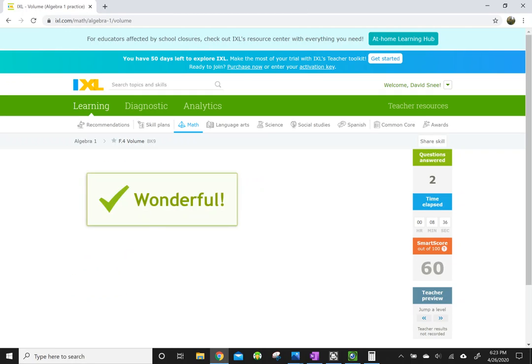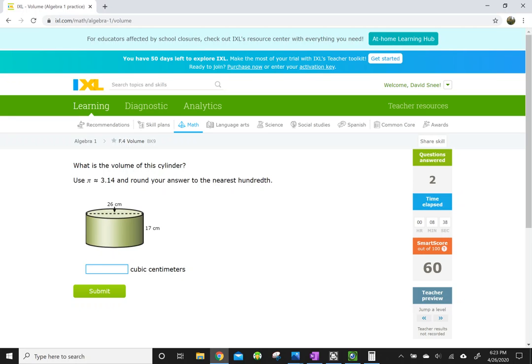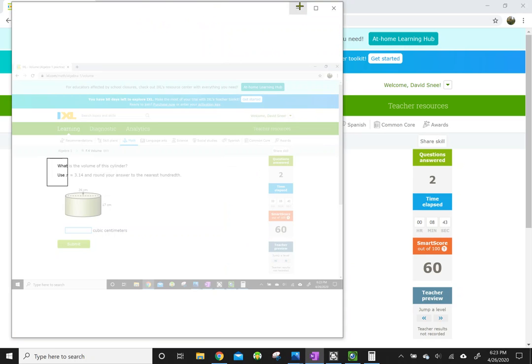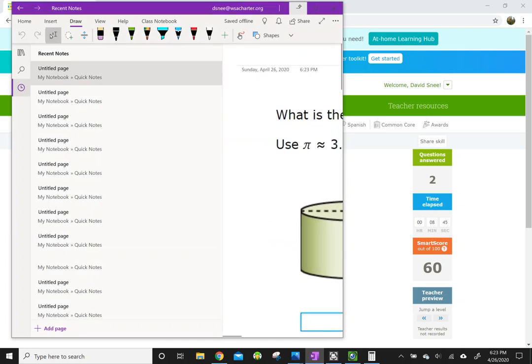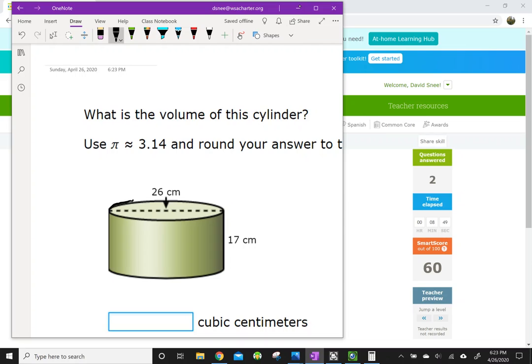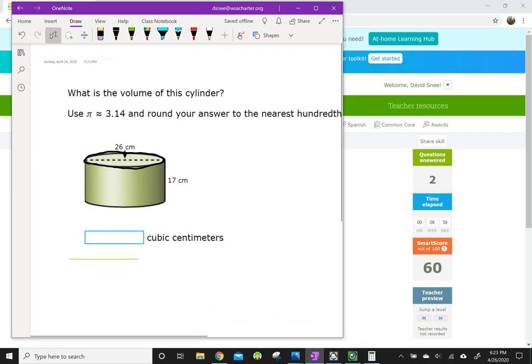75.36. All right. So this one is a cylinder. For a cylinder, boys and girls, remember, you're going to find the area of the base. The base is a circle. You're going to find the area of the circle, and you're going to multiply by the height, right? Because volume equals the area of the base times the height.